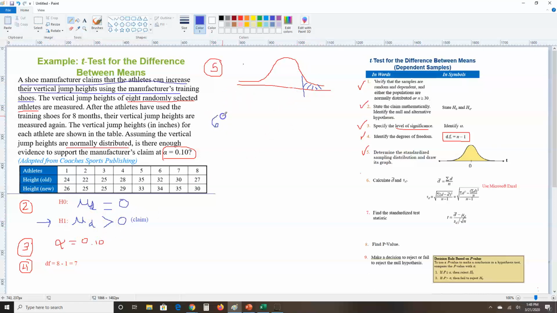Step number 6. This is the part where you're going to have to use Excel. If you do it by hand, you're going to work a lot. I need to find two things. I need to find D bar. And what does D bar mean? The average of all the differences between the vertical jumps before and after. Here's the formula. I just need to take all the D's, add them up, and divide by how many I have. Okay, and how do I do that?